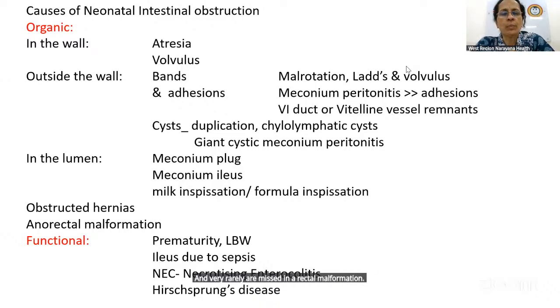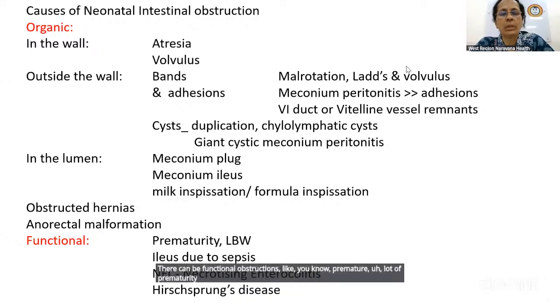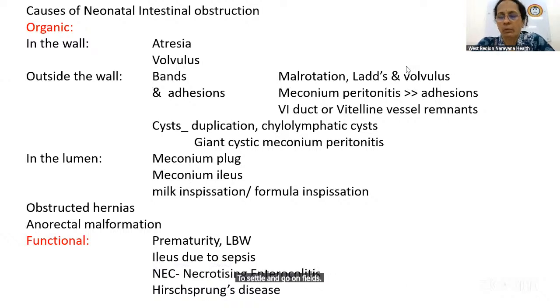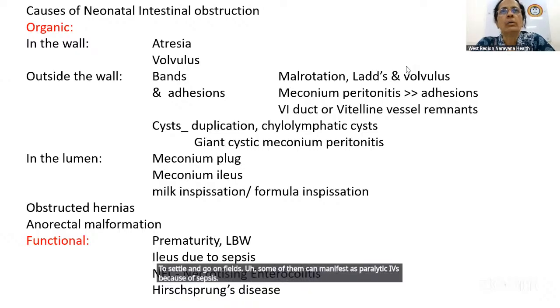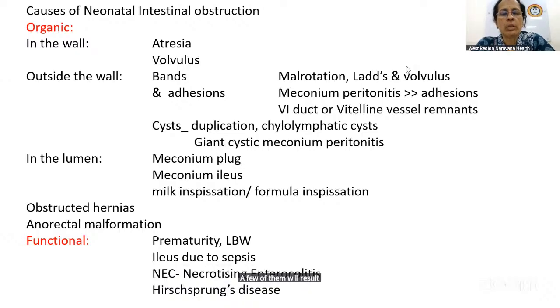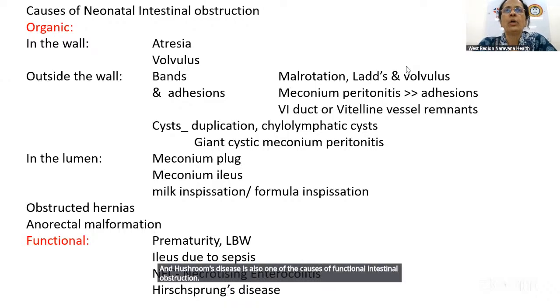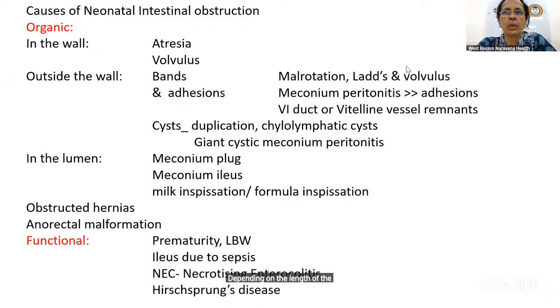There can be functional obstructions like prematurity and low birth weight babies. They will take a little while to settle and go on feeds. Some of them can manifest as paralytic ileus because of sepsis. Few of them will result into necrotizing enterocolitis. And Hirschsprung's disease is also one of the causes of functional intestinal obstruction. Depending on the length of the segment involved in aganglionosis, they may present very early also in newborn period.